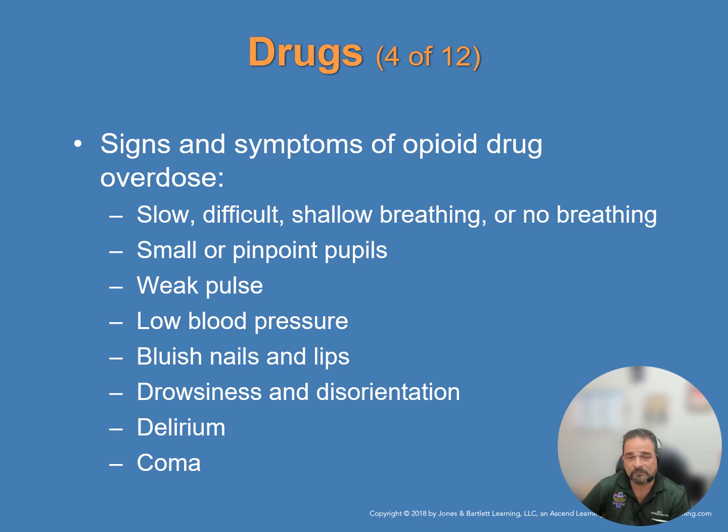Signs and symptoms of an opioid or narcotic overdose: slow, difficult, shallow breathing, or no breathing. So if they're having any of these problems, you make sure that you're breathing for them. They may have small or pinpoint pupils, weak pulse, low blood pressure, bluish nails and lips because they're cyanotic. They're blue because they're not getting enough oxygen. They also may be drowsy or have some kind of disorientation. Delirium means they don't know where they're at. They are very confused. They're out of it. They do not appear to be normal. And some of these patients actually go into a coma.